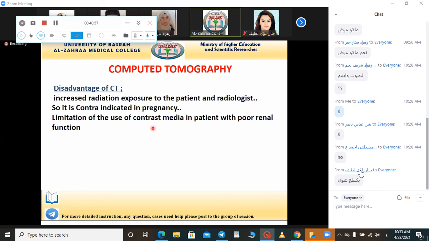Another limitation is related to the use of contrast. We said before that contrast cannot be used in renal impairment or if the patient has an allergy to the contrast.